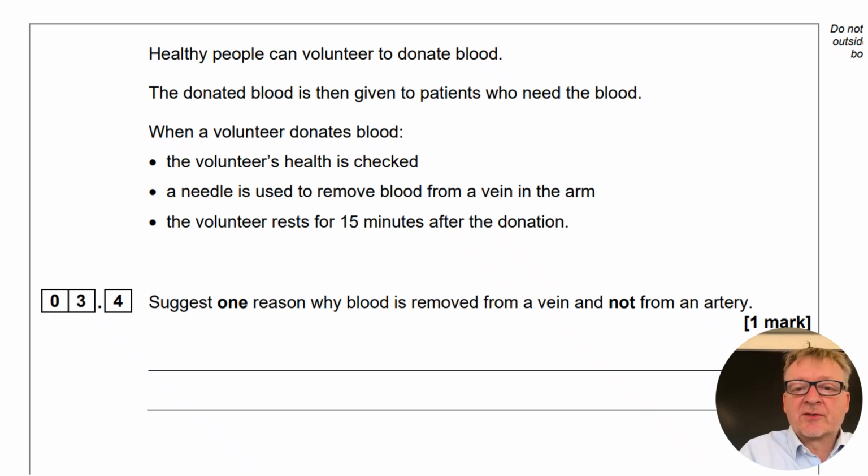Healthy people can volunteer to donate blood. The donated blood is then given to patients who need the blood. Okay, what would be the point in donating if you didn't? When a volunteer donates blood, the volunteer's health is checked. Okay, you don't want anybody ill. A needle is used to remove the blood from the vein in the arm. Okay, the volunteer rests for 15 minutes after the donation.